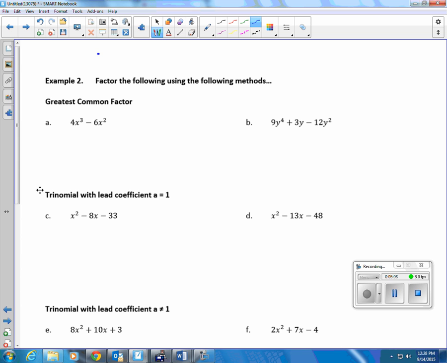Let's do it. First rule of factoring, we always look for a common factor. What can you take out? A 2x squared. And you're left with 2x minus 3. Boom. Done. You try B. Go. Greatest common factor.